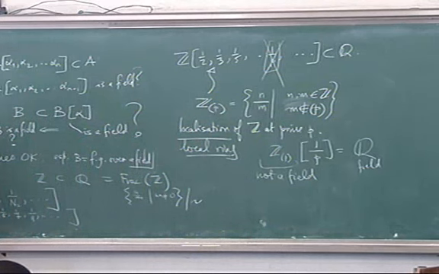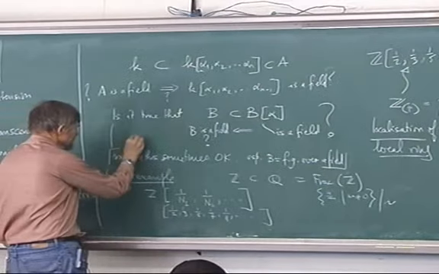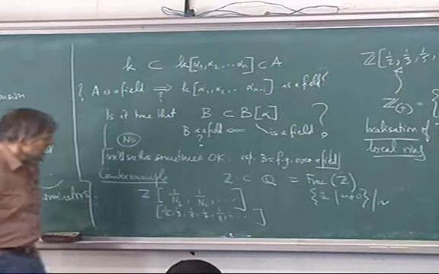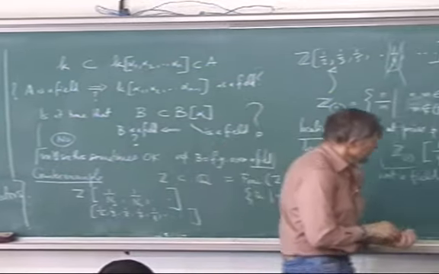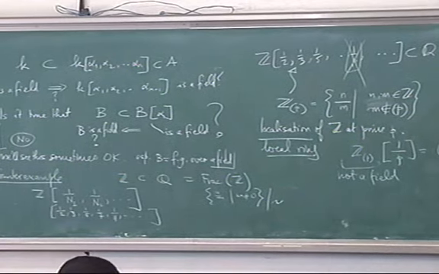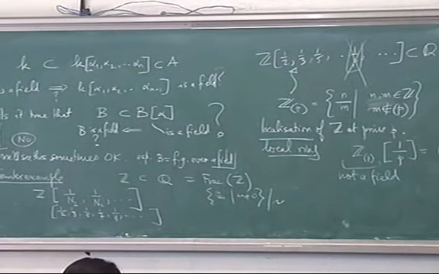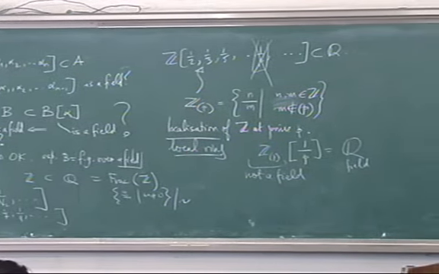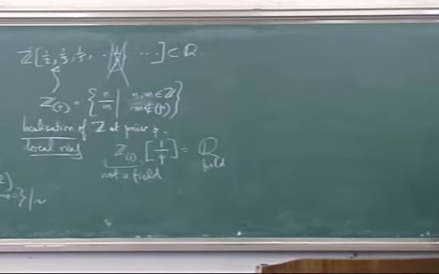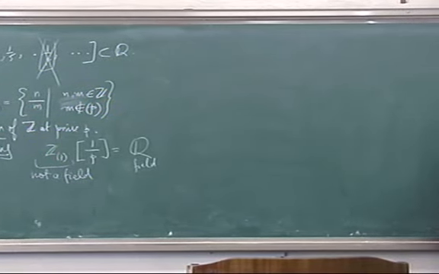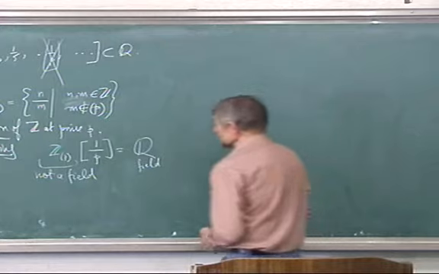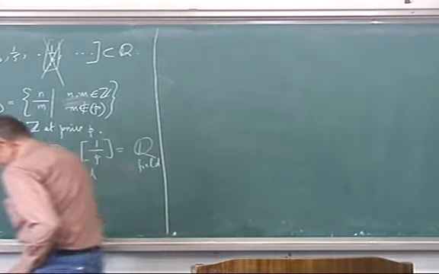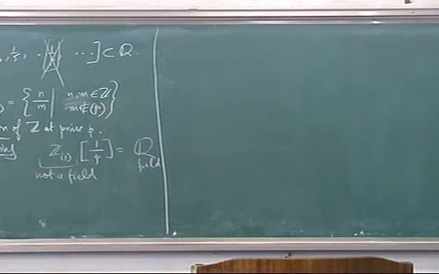Okay, so the answer here is no. But it will be true if B is finitely generated over a field. I'm telling you the thing that doesn't work first, because the thing that doesn't work is very closely related to something that does work, but then I need some more apparatus.